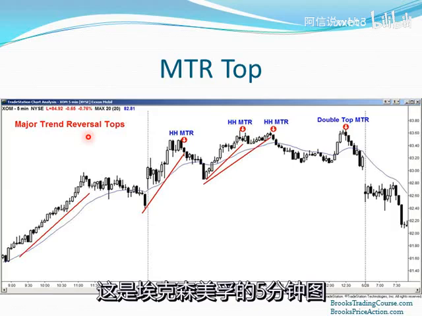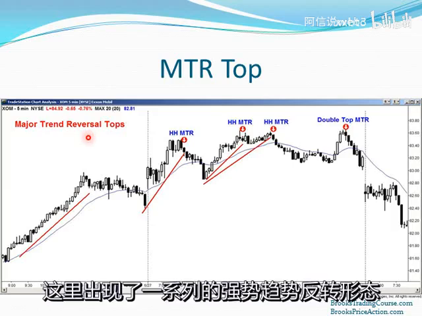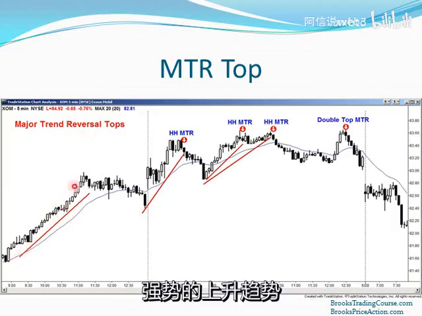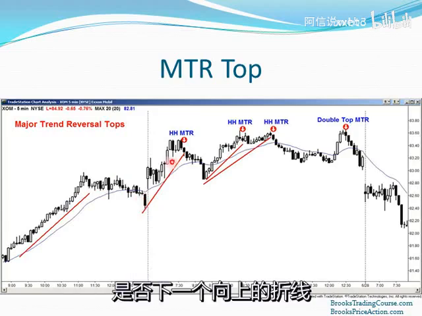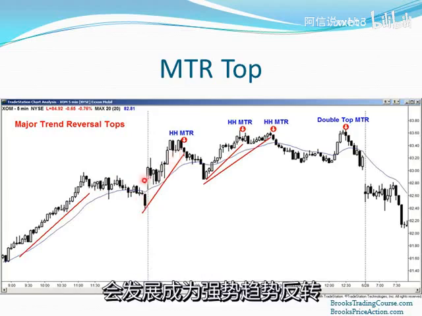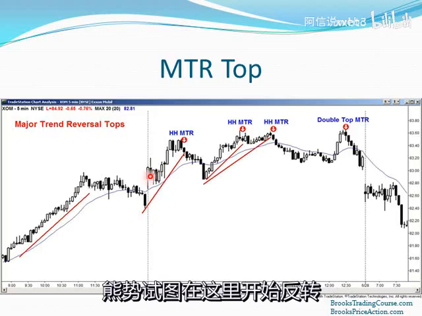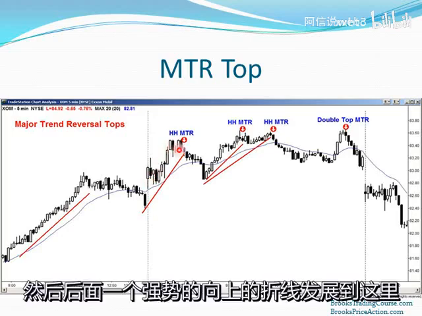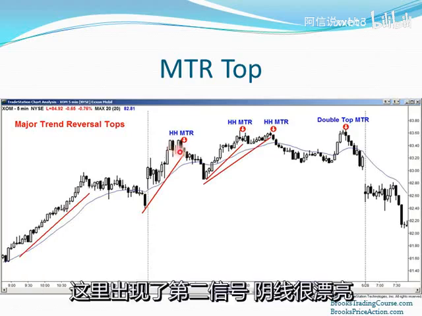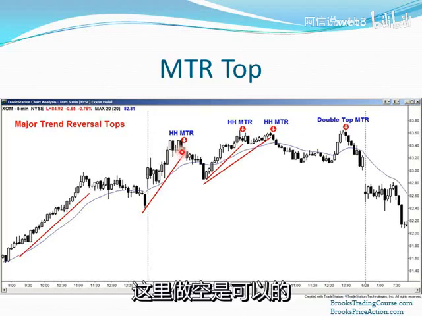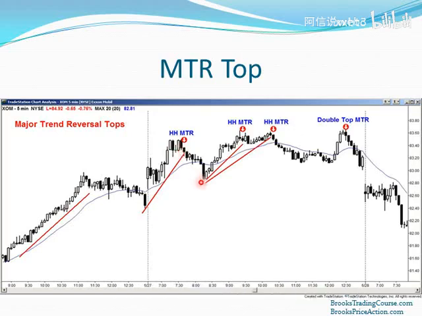Here's ExxonMobil with a 5-minute chart with a series of major trend reversals. Strong bull trend, trend line break below the moving average, several good bear bars, lots of selling pressure in here. So you have to wonder if the next leg up will lead to a major trend reversal. The bears tried to reverse here and failed, and they have another strong leg up to this point. When it's that strong, I would not take the first signal. Here's a second signal with a good bear signal bar. That would be a reasonable short.